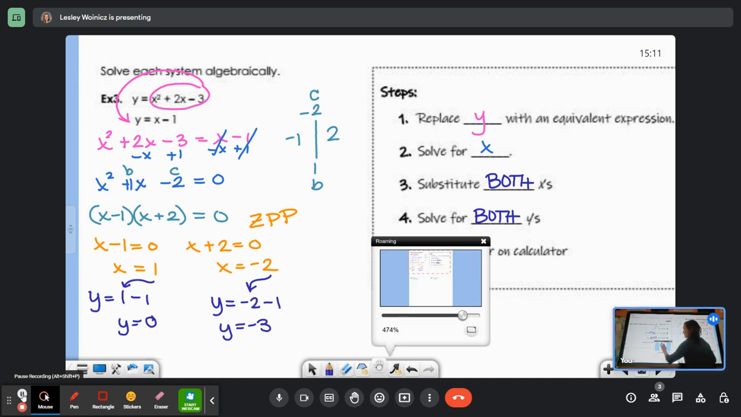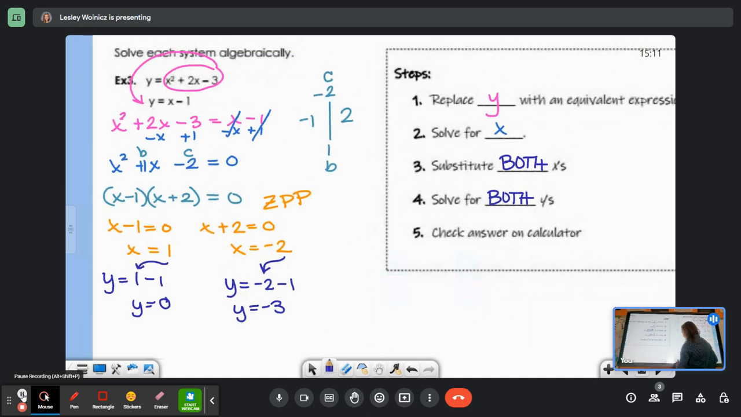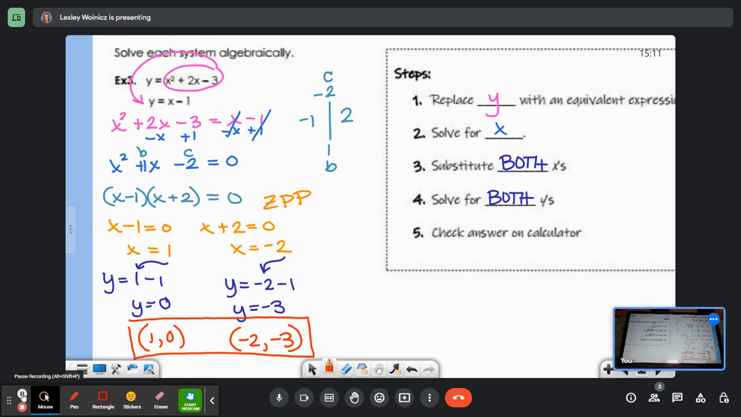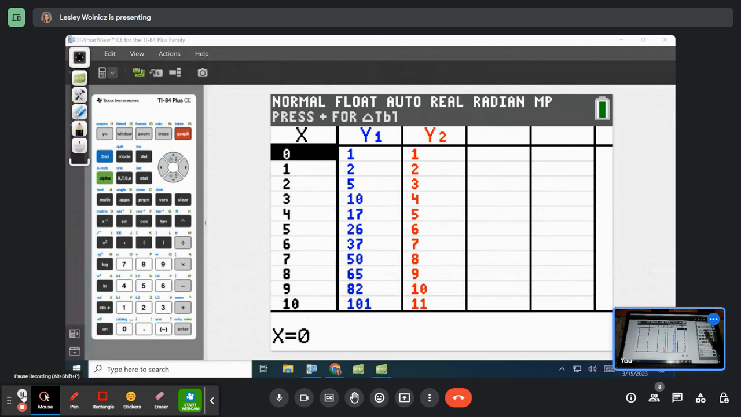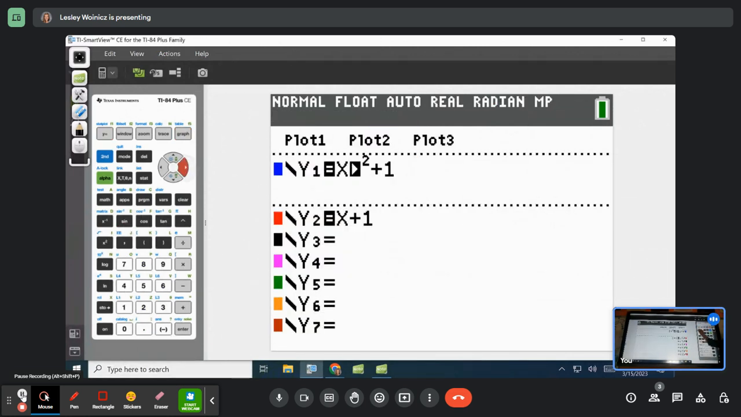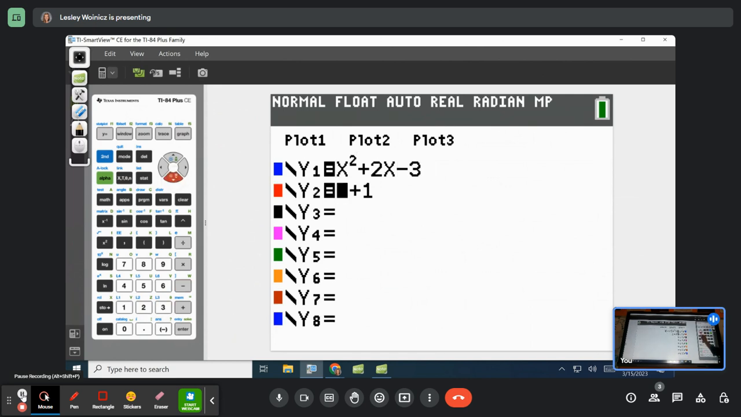Okay, I'm going to write my solutions and check them on the calculator. So that would be 1, 0, and -2, -3. All right, let's plug them in. Put them in the calculator. So x squared, was it plus 2x minus 3? Yes. Thank you. And what is it, minus 1? Yes.